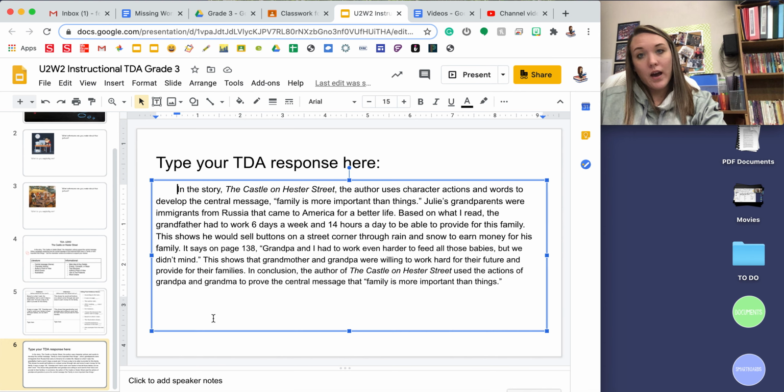I don't know about you guys, but I think we did an awesome job together. Throughout the year, we will be practicing writing TDAs, and we will kind of start holding back as teachers as to what we provide you with and what you need to come up with on your own. Because this was the first instructional TDA, we wanted to be able to walk you through the whole thing. This is new to you guys. It is a little bit difficult, but by the end of the year, you will be TDA masters.